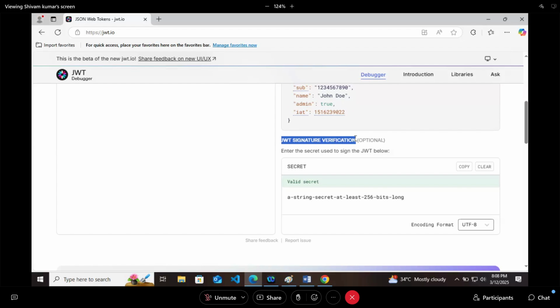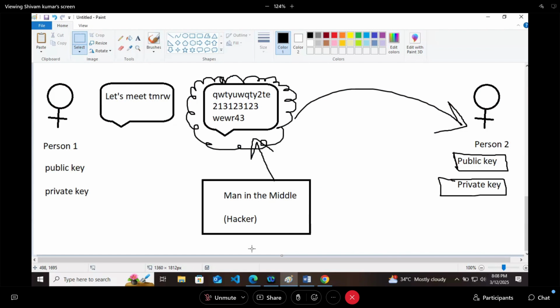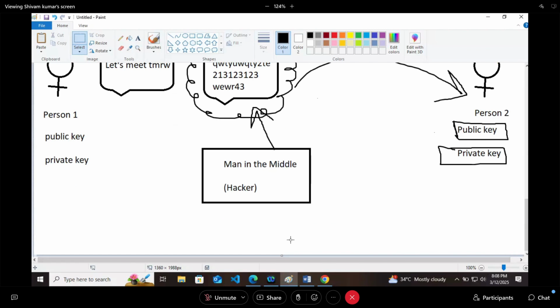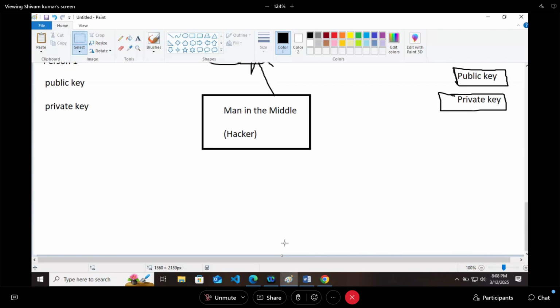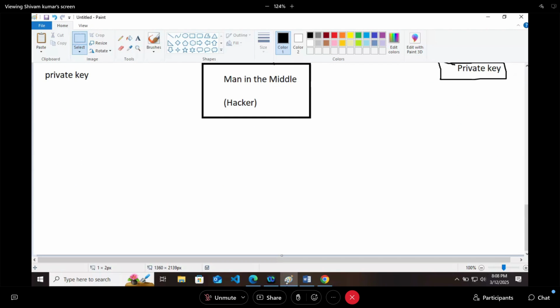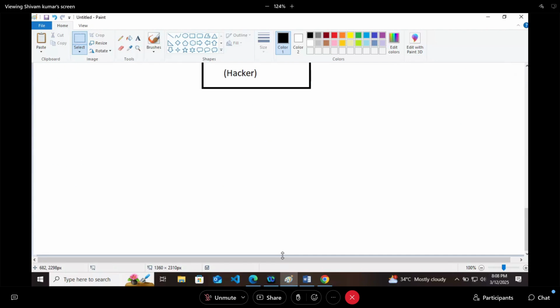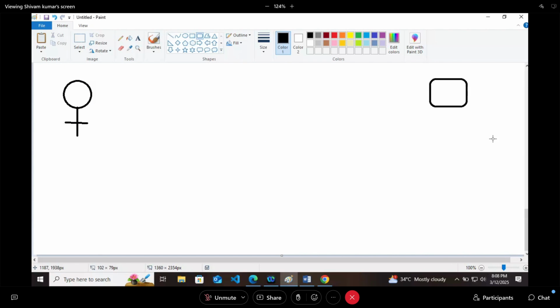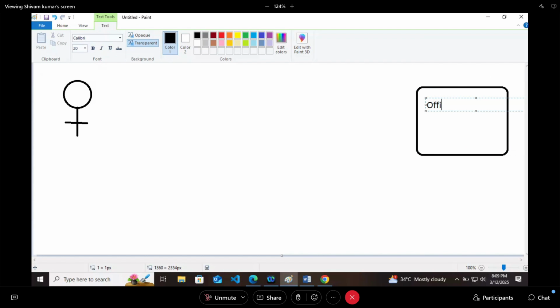For that, let me give you an example. What is this JWT signature, and what is the use case of it? Okay, so let's say this is me, and here it's my office. Every single day on weekdays, I am traveling to my office from my home.